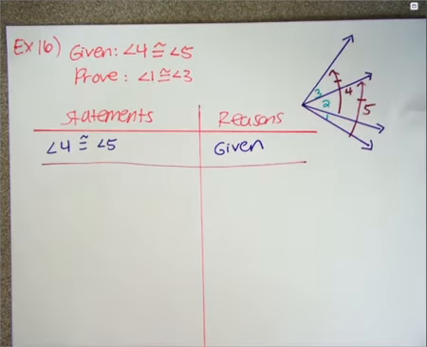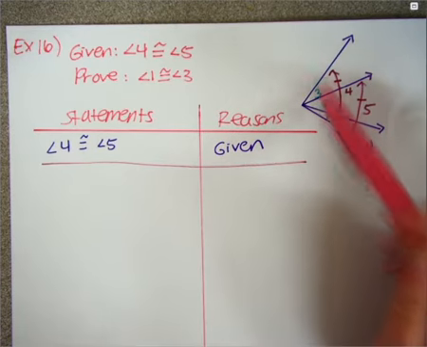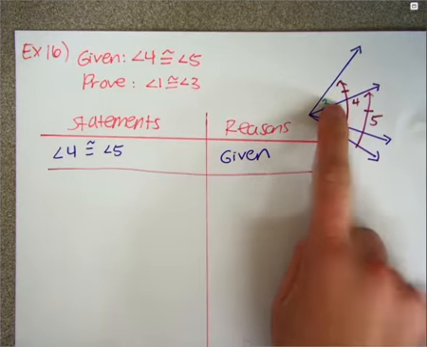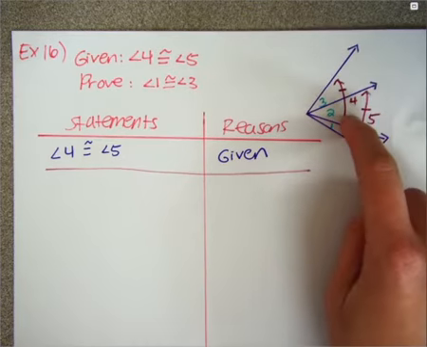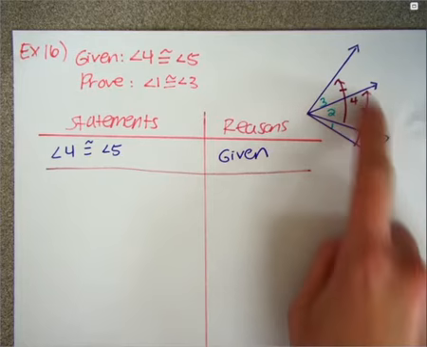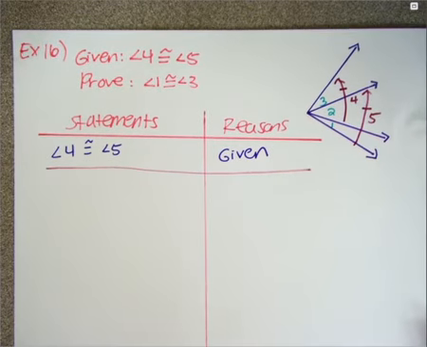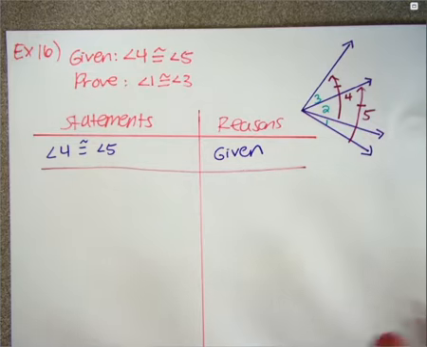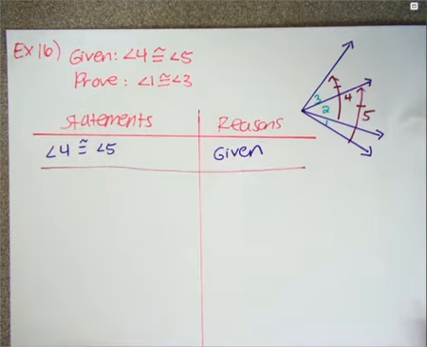Okay, so I'm given something about angle 4 and 5, and then I'm trying to prove something about angle 1 and 3. Okay, which if you guys notice, angle 3 lies within angle 4, and angle 1 lies within angle 5. So I need to introduce angle 1 and 3 into the problem somehow. If I'm going to prove that they're congruent, they need to show up somewhere on my proof.